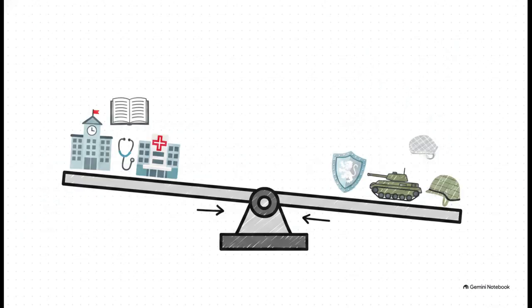And hey, it's not just physical items either. This applies to services too. Picture another sliding lever right next to the first one. This one balances civil goods against war goods.